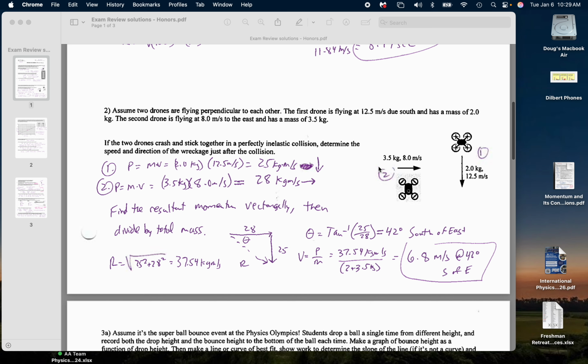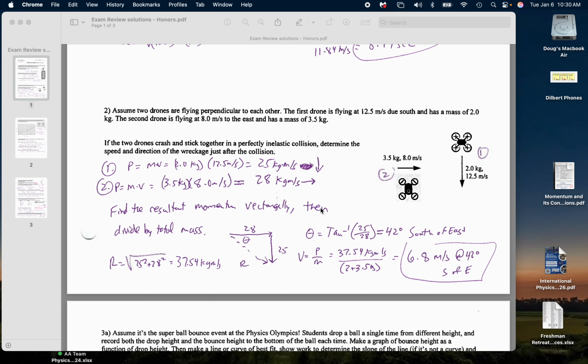This next one is both a vector problem and a conservation of momentum problem. I've got two drones here. One's flying west to east, one's flying north to south. It's asking, if they stick together in a perfectly inelastic collision, determine the speed and direction of the wreckage just after. I'm going to calculate the momentum for each independently. The first one, 2 times 12.5, is 25 kilogram meters per second south. The second one, 3.5 times 8, is 28 kilogram meters per second due east.